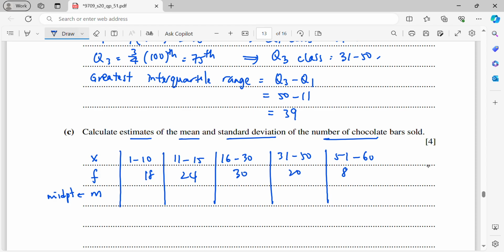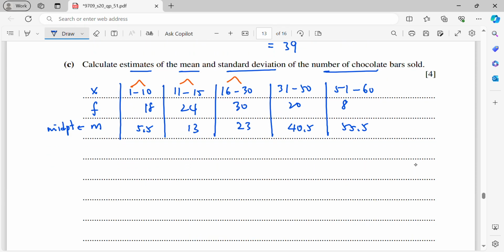Now to get the midpoints, get the average. Right, so 1 plus 10 divided by 2 is 5.5. 11 plus 15 divided by 2, you get 13. Then the next one will be 23, 40.5, followed by 55.5.